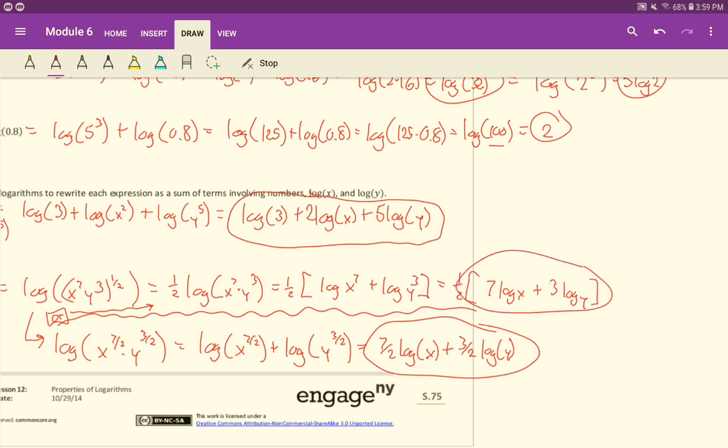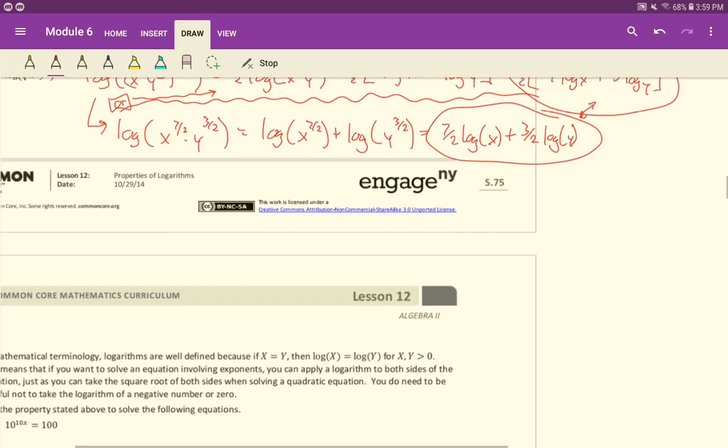Which, if we compare these two, you can see that's the same thing, right? If we were to distribute this 1/2 to both terms, you'd get the 7/2 and the 3/2. Okay, so there you go.